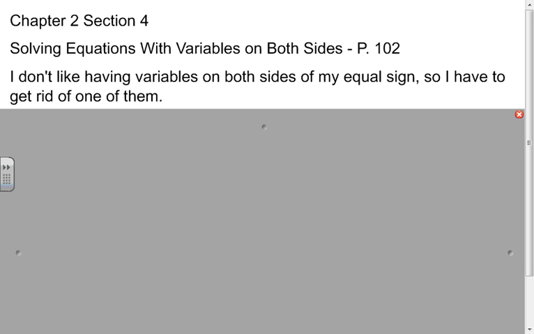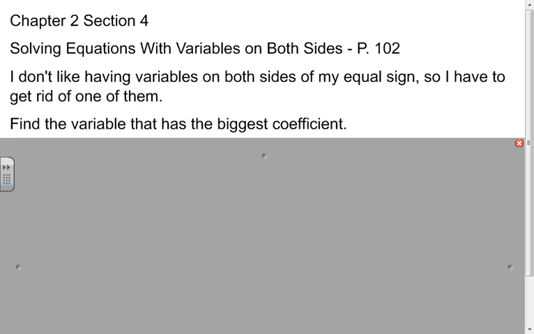I don't like having variables on both sides of my equal sign, so I have to get rid of one of them. Variables happen all the time in algebra, and a lot of people don't like variables, so having a variable on both sides, that's just too much, so we have to try to figure out what to do with it. Here's the steps that you need to follow.